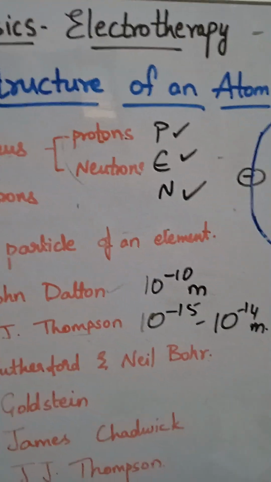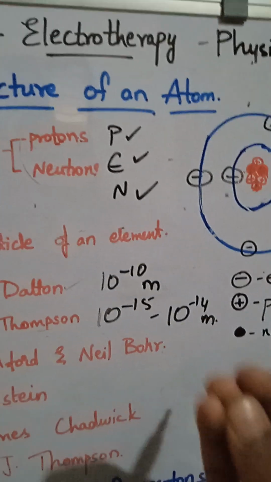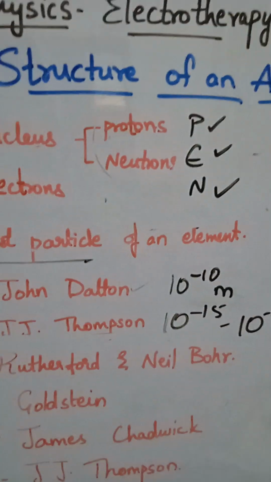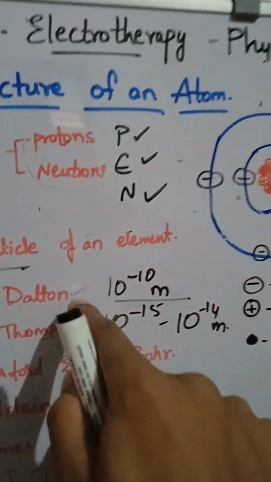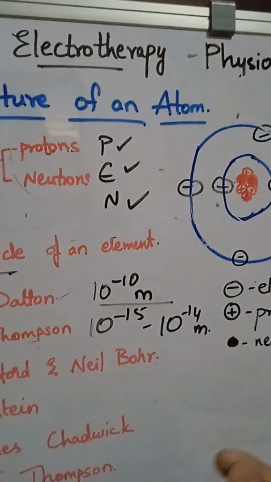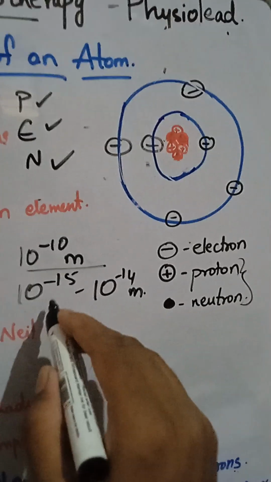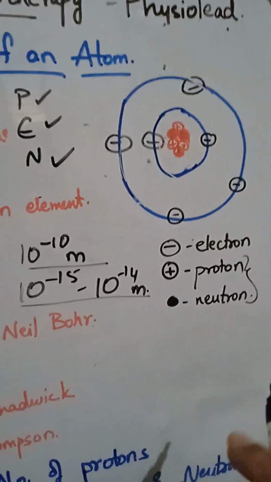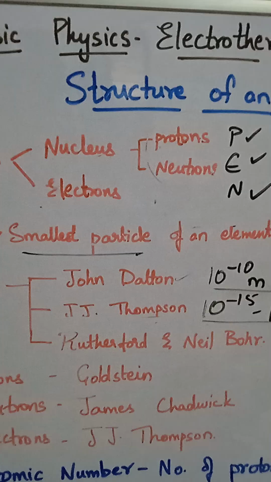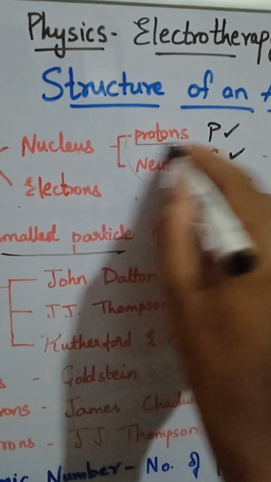So, as I said before, atom is the smallest particle, so its diameter is 10 to the power of minus 10 meters, and in the atom we are having the nucleus, so the nucleus should be much smaller than an atom, right? So the nucleus diameter is 10 to the power of minus 15 to 10 to the power of minus 14 meters. So now let's discuss about the protons.